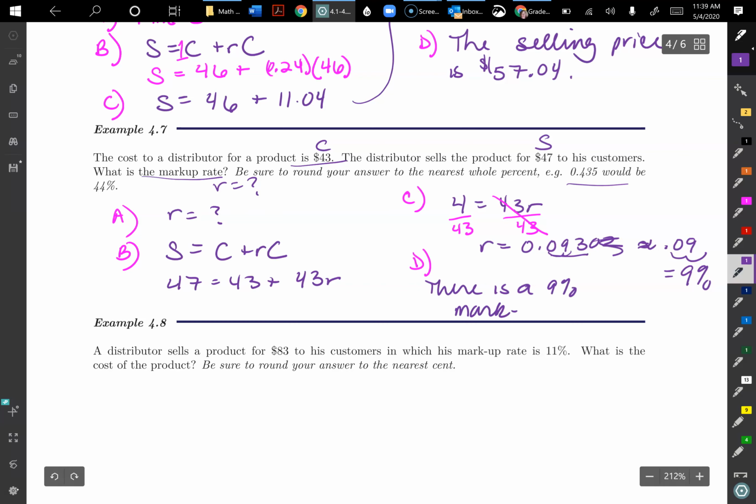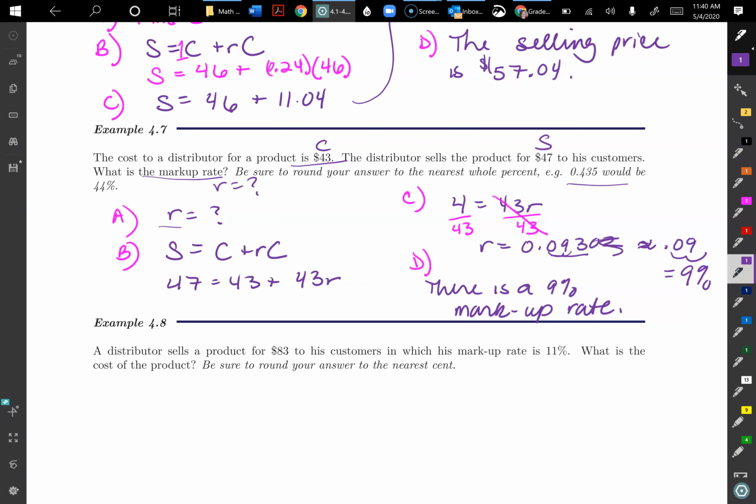Because remember, we want to track what we ended up with, and is it what we set out to do? Does it match this? Did we figure out the markup rate? Okay, so that's the answer for that, it should be 9%.